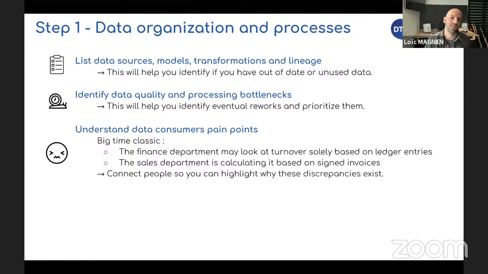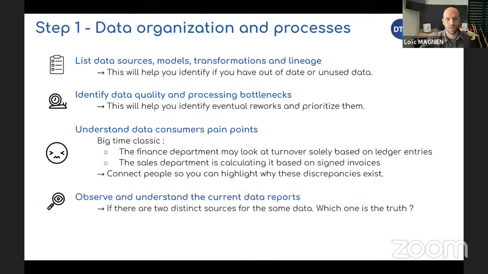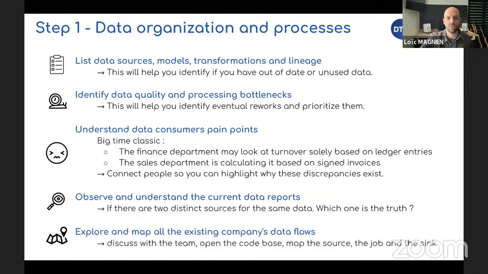One big time classic to illustrate this is when you have a report, you have multiple sources of truth usually. For example, the finance department can look at the turnover looking at the ledger entries, while the sales department is calculating the turnover based on signed invoices, for example. And this is something you need to arbitrate, and you need to talk to the people to understand what is the source of truth. Related to the first one, observe and understand the current data reports, find the source of truth.